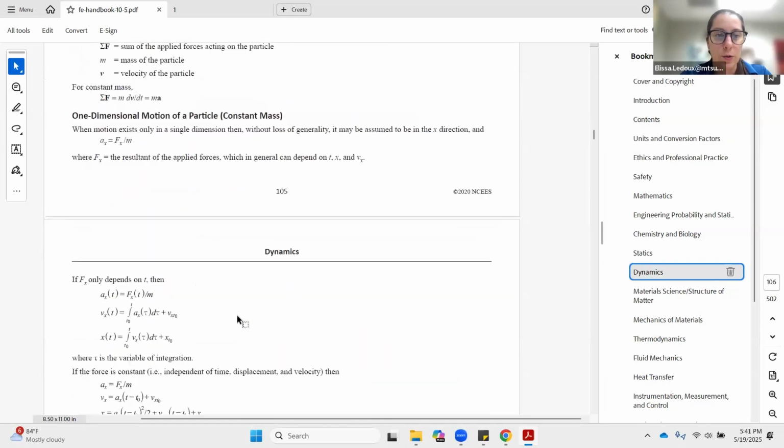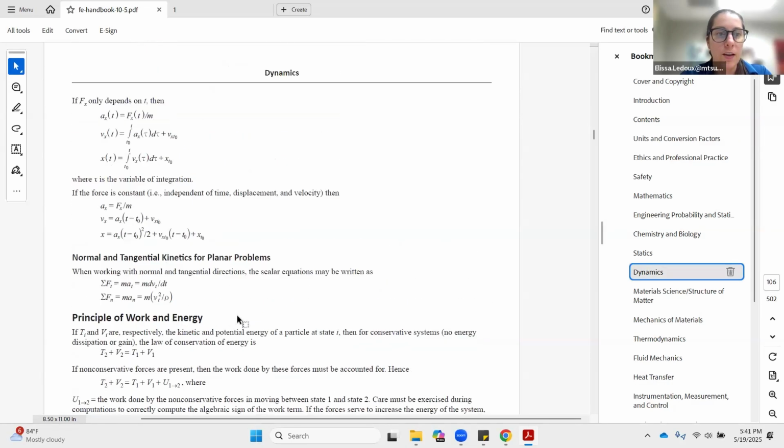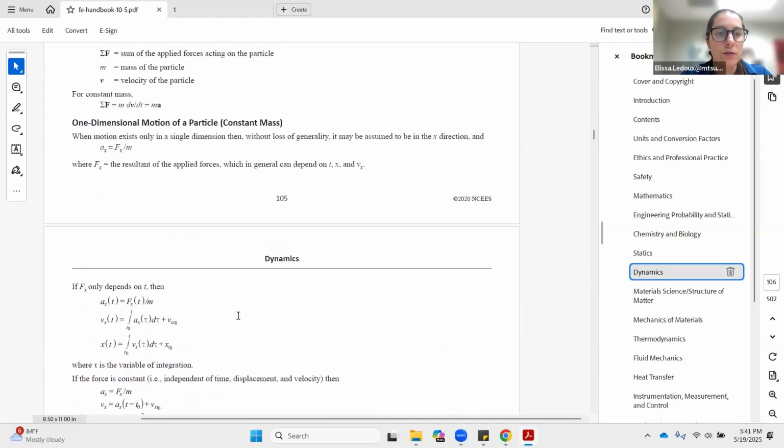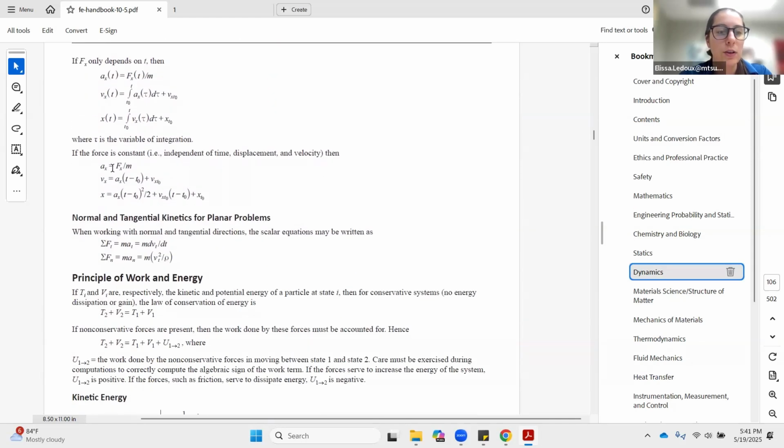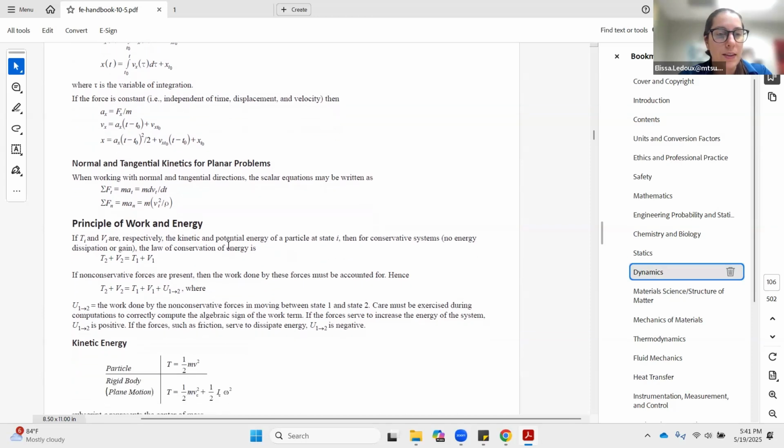Okay, so back down to where we were. Force. Acceleration is force over mass. F equals ma, Newton's second law. Y'all know that.